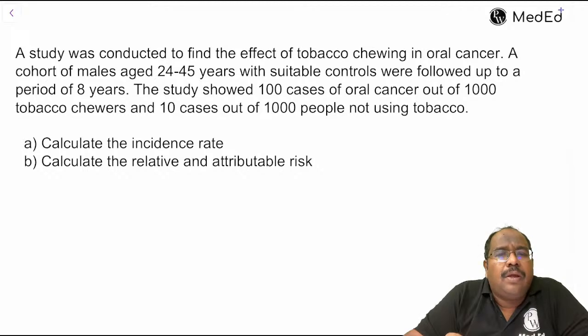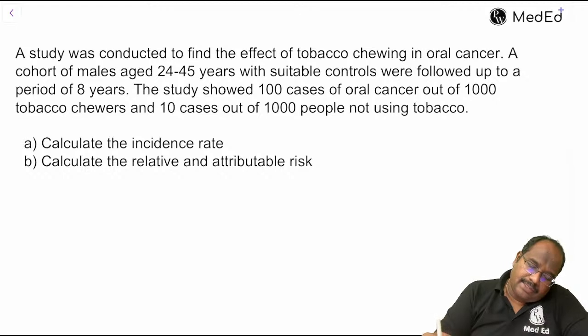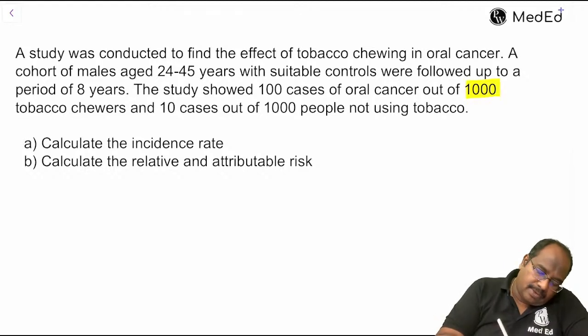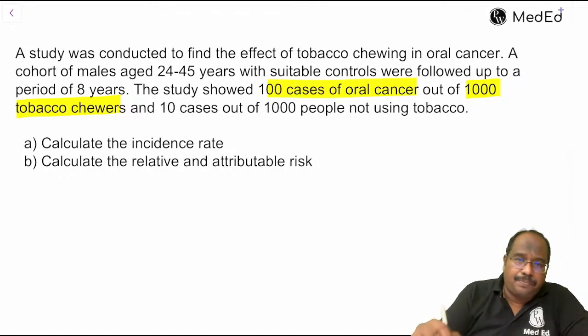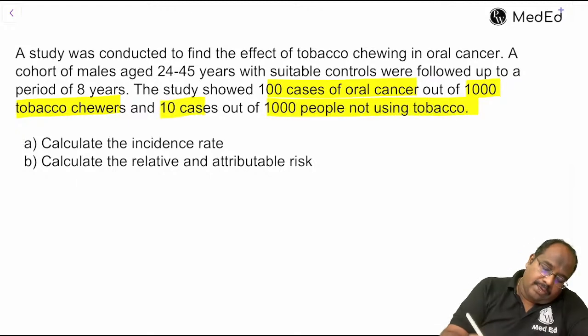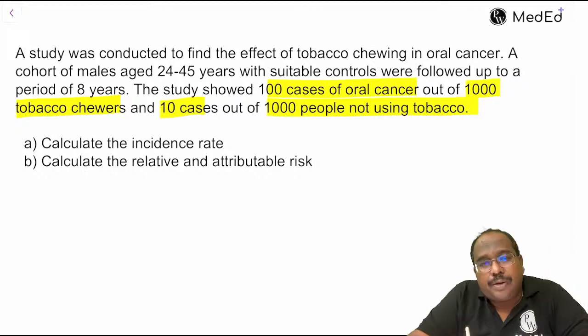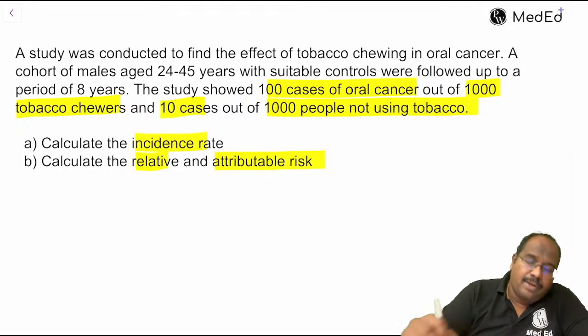They have given a cohort study, guys. In the cohort study, 1,000 tobacco chewers were there. Among them, there were 100 cases of oral cancer. 1,000 people not using tobacco, 10 cases were reported. Now they are asking to calculate incidence rates, relative and attributable risk.